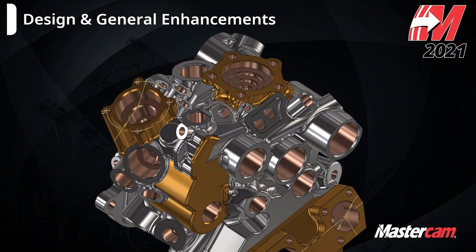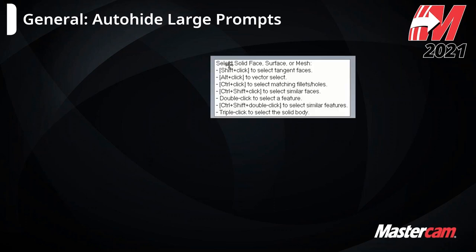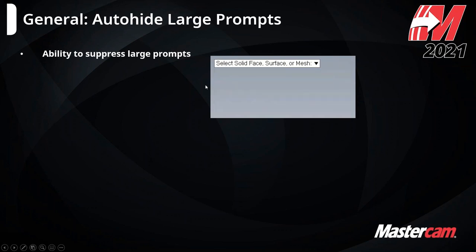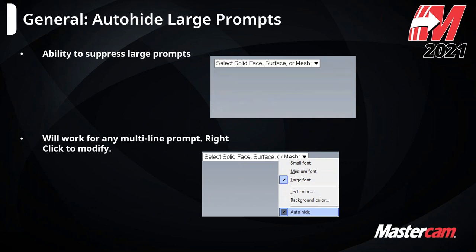So let's get started with the design and general enhancements with 2021. The first small upgrade I wanted to talk about here is for anyone that's used to using the newer versions of Mastercam. Anytime you're getting into the advanced solid selection, you get a really large prompt that comes out of Mastercam. You see that shift click, control click. Now there's an ability to simply suppress that. So you can right click the auto prompt there, and it will minimize any time that you're not hovered over the advanced selection window or whatever the prompt is for Mastercam.